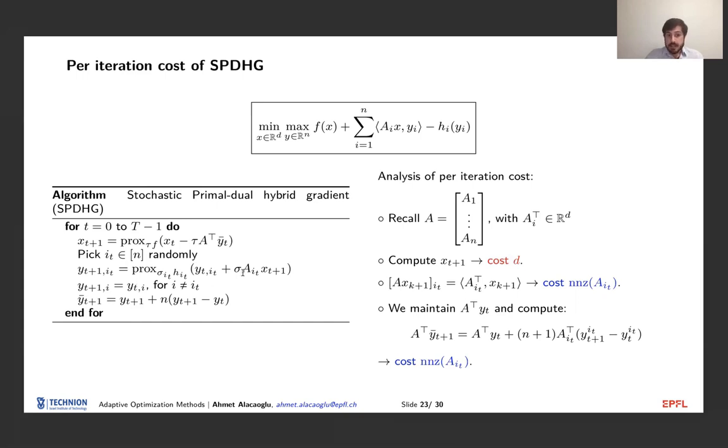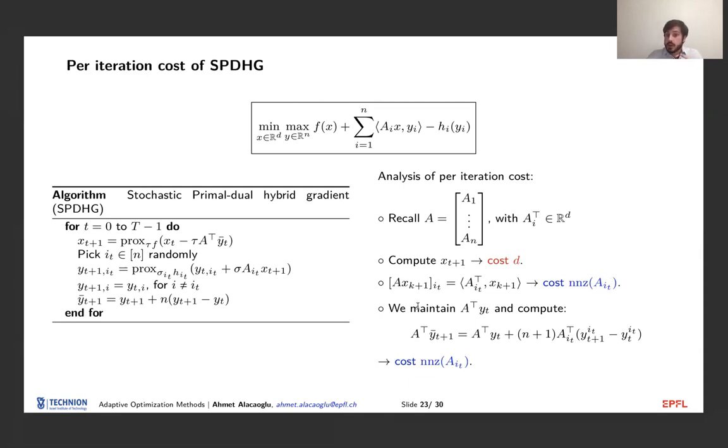And the next step that we have to look at the complexity of is the dual coordinate-wise updates. In this one, we only have to access the selected row, and we just take an inner product with the primal iterate. So the cost will be the number of non-zeros of the selected row.